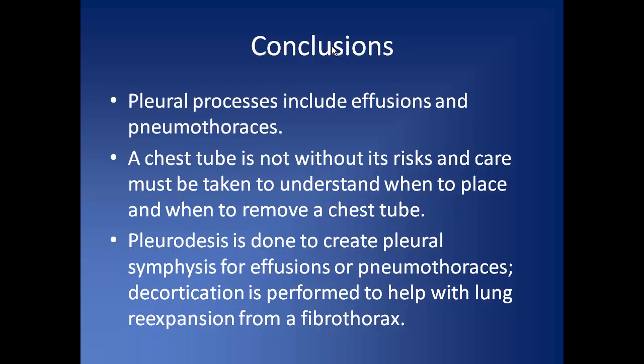Conclusions. Pleural processes can include effusions and pneumothoraces, and a chest tube is not without its risk. And care must be taken to understand when to place a chest tube and when to remove a chest tube. A pleurodesis is done to create pleural symphysis for effusions and for pneumothoraces, but a decortication is performed to help with lung re-expansion from the fibrothorax, okay, from these chronic processes.